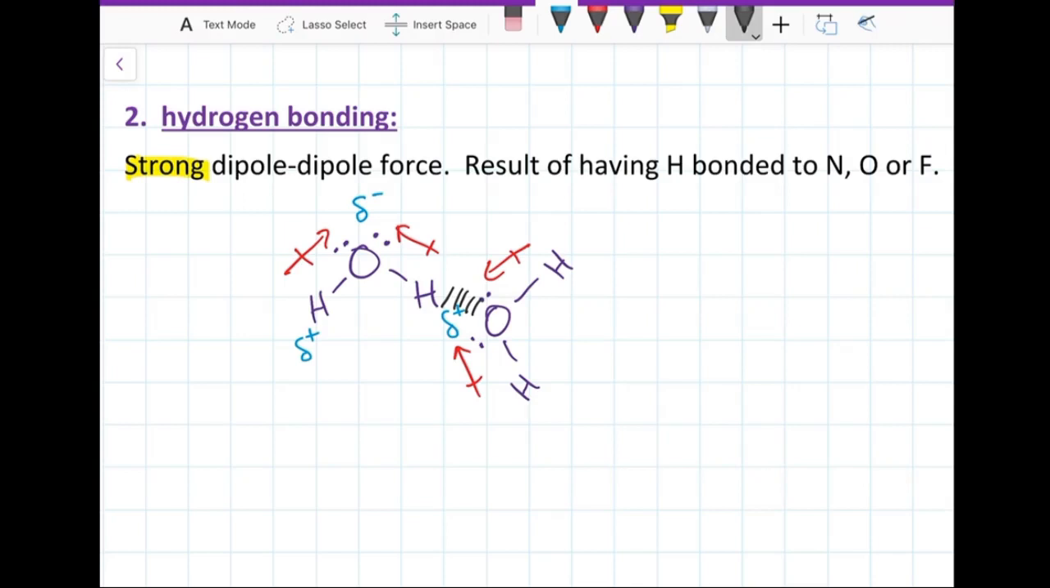Now, hydrogen bonding is unique in terms of dipole-dipole forces because hydrogen has a relatively low electronegativity of only like 2.1, whereas nitrogen, oxygen, and fluorine have uniquely high electronegativities. And so because of that big difference, these dipoles are greater than they otherwise would be. The actual magnitude of the dipole makes hydrogen bonding unique. It means that water molecules attract each other really, really well.